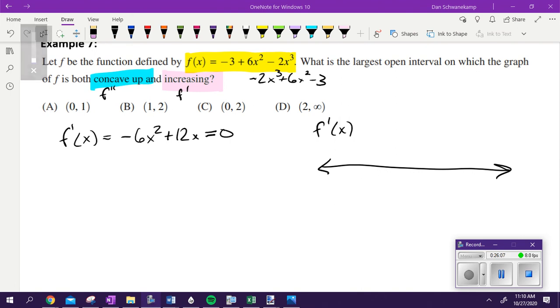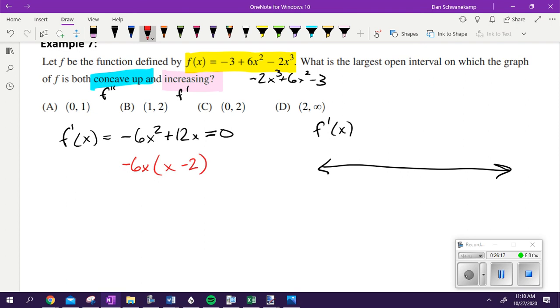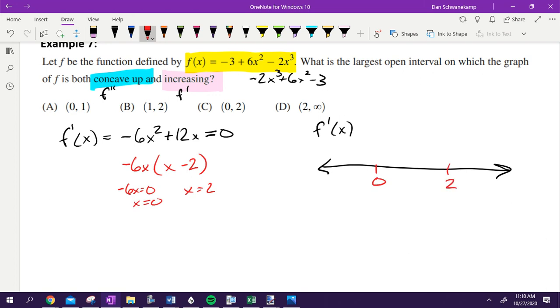So I set the derivative equal to 0. Cannon, what'd you do from here? Oh, I took out a -6. Okay, so if you took out negative 6x, you're left with x and then x minus 2. Cool. He set each thing equal to 0, so he gets x is 0, x is 2. So on his number line, he's putting 0 and 2. He's then going to plug in numbers.